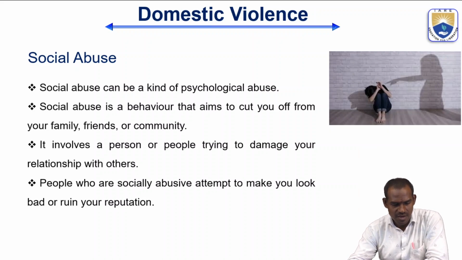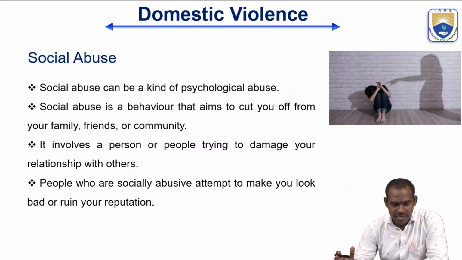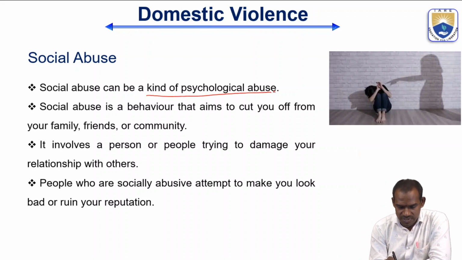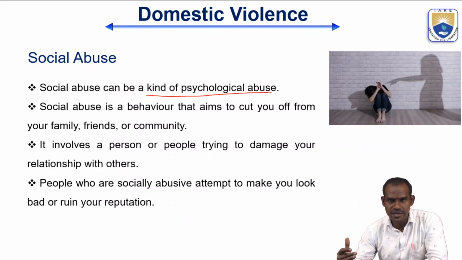social abuse. What is social abuse? Is there any name given to social abuse, or does it come under any of the previously discussed abuses? First of all, it is one of the forms of domestic violence. It can be a kind of psychological abuse. Social abuse is a kind of psychological abuse. Not exactly psychological abuse, it is one kind of psychological abuse and one form of domestic violence. Social abuse is a behavior that aims to cut you off from your family or from your friends or from your community. So that is why social abuse is a kind of psychological abuse.